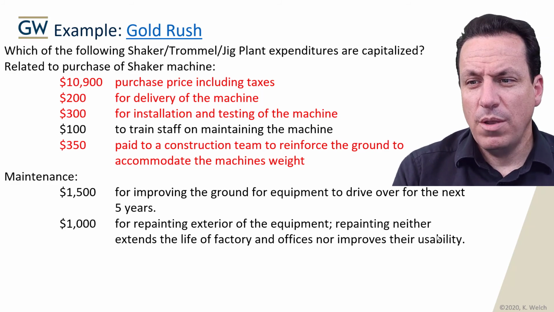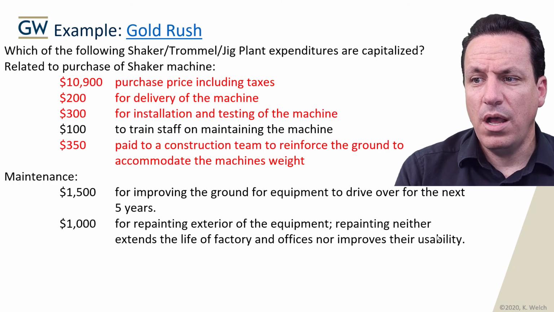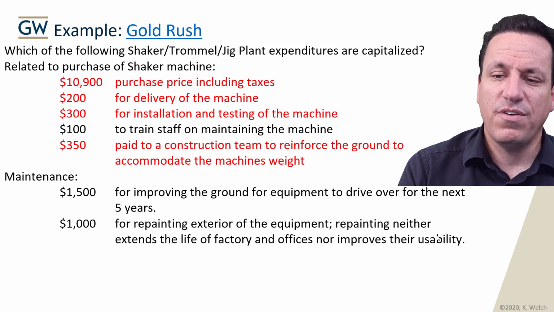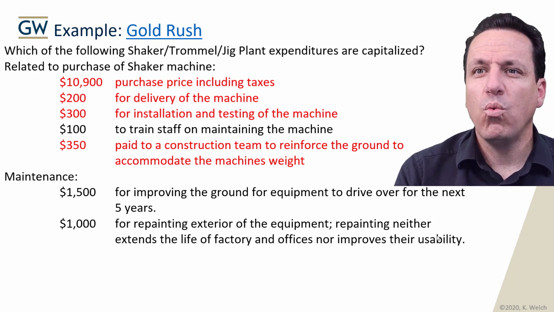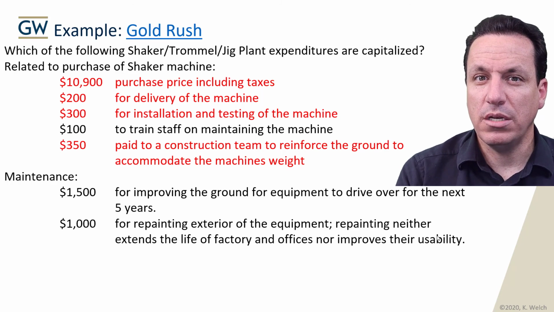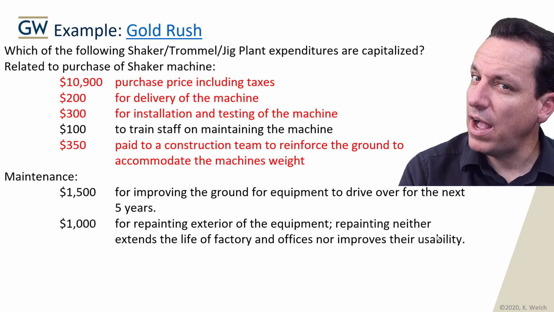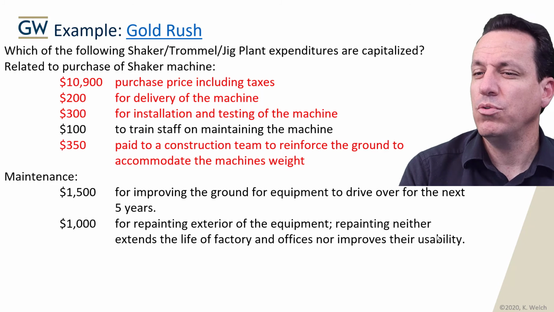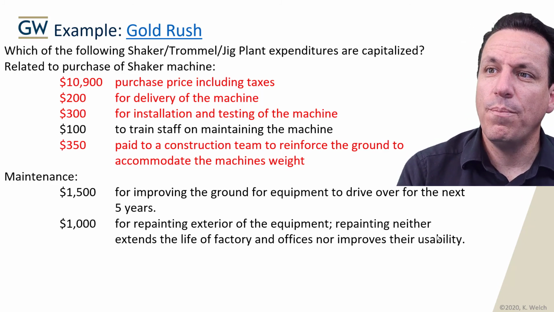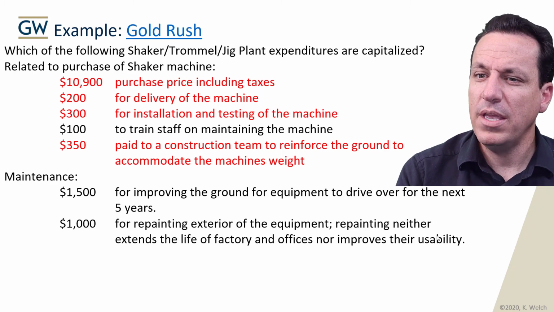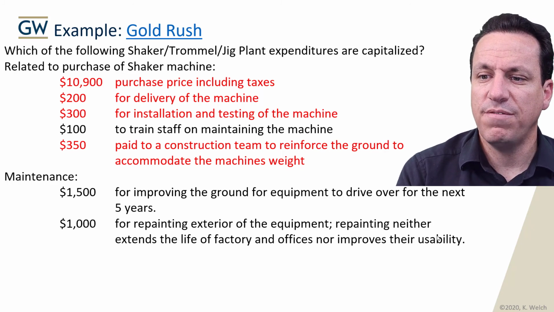Maintenance. Now, some of you might say, well, the ground for equipment to drive over for the next 5 years. We probably would capitalize that and depreciate it over time, but it wouldn't be related to the purchase of the machine, all right? So if it has a 5-year life, we'd probably capitalize and depreciate it, but it's not related to the machine. So we wouldn't put it related to the machine, but we might capitalize that because it has a 5-year life.